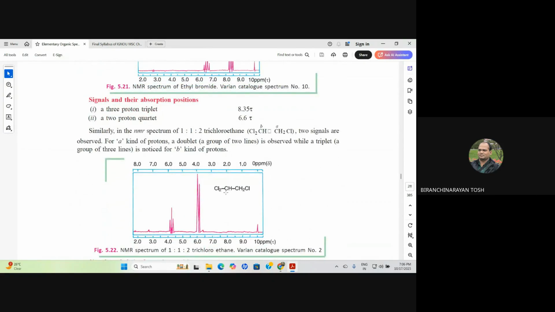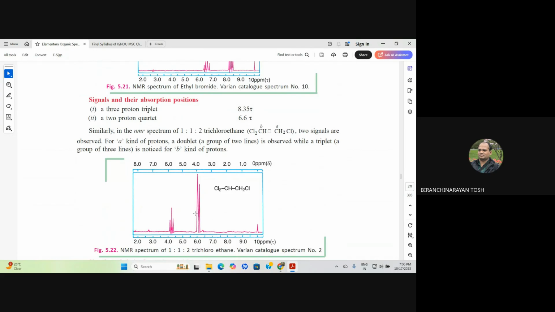Similarly, if you consider this one, CHCl2 CH2Cl, 1,1,2-trichloroethane, see these two sets of protons. So two signals we will get here. For A, we'll get a 2 proton doublet, and for B, we'll get a 1 proton triplet.